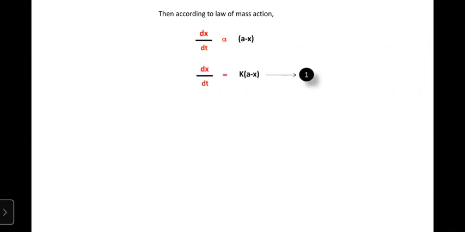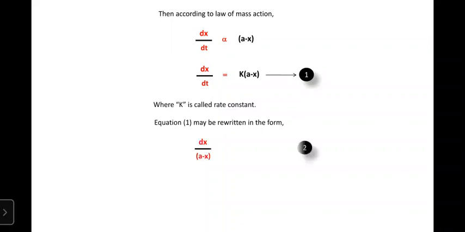So just rearrange this equation. dx by dt is equal to K into A minus x, where K is the rate constant. This is equation number 1. Equation 1 may be rewritten as dx by A minus x equal to K into dt.